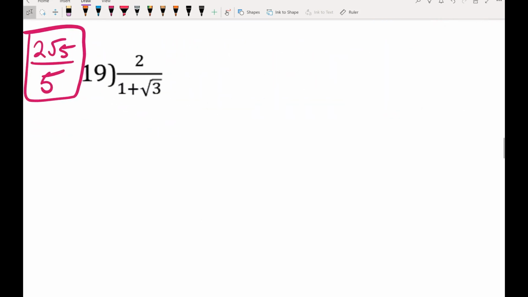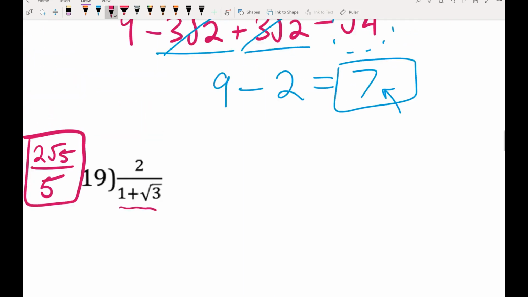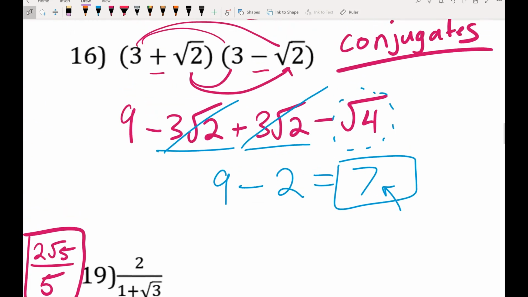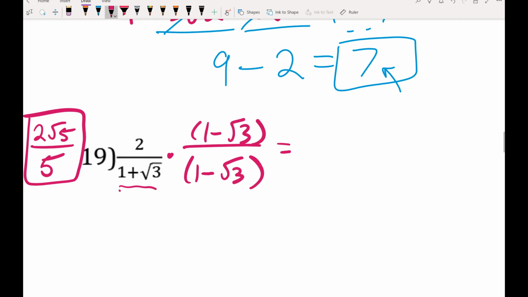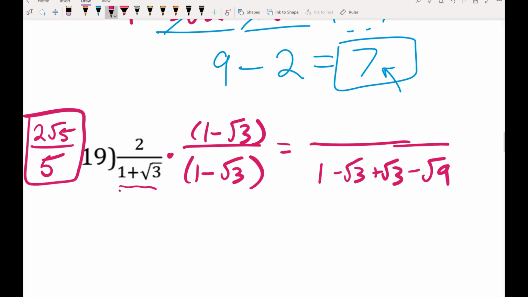So for number 19, if we're trying to rationalize this one, or get these radicals out of the denominator, remember what we did with the conjugates above, where we just changed the sign in the middle and we got an integer answer. So you could do the same trick for this one by multiplying by 1 minus radical 3 over 1 minus radical 3. When you do that all out, 1 times 1 is 1, minus radical 3, plus radical 3, minus radical 9. I just distributed this binomial to this binomial, over 2 minus 2 radical 3.